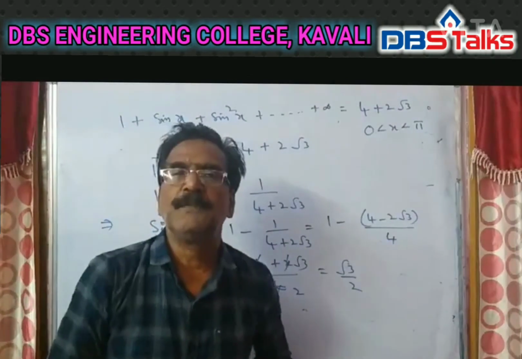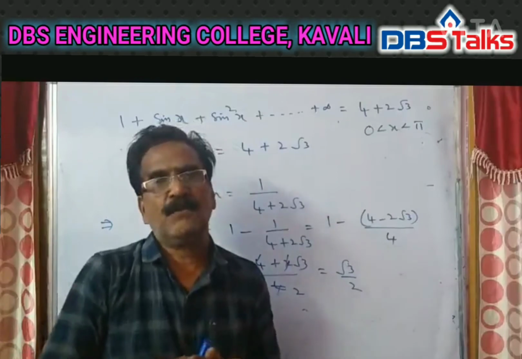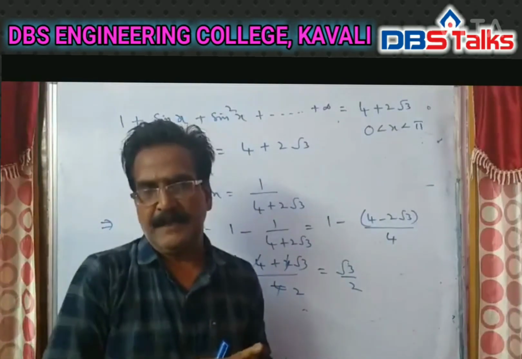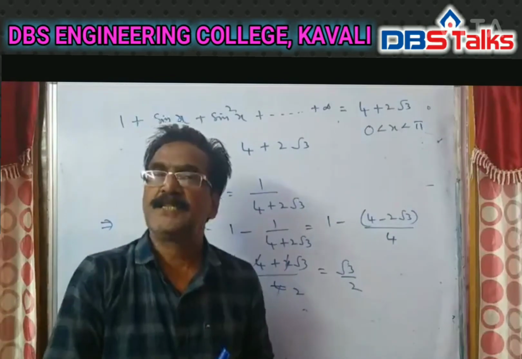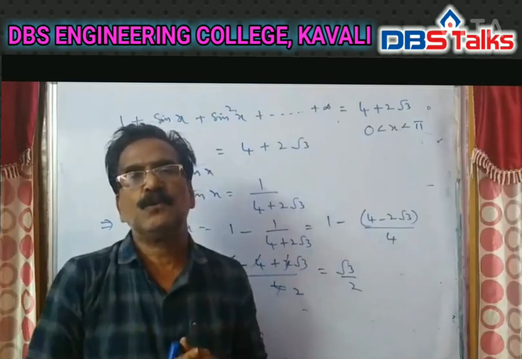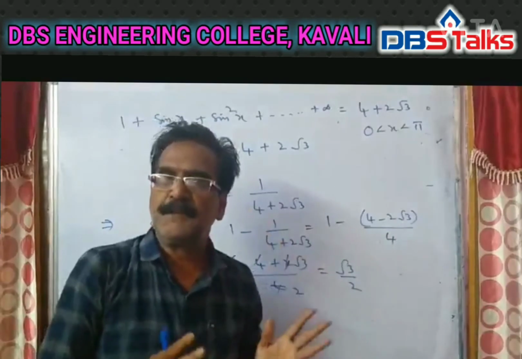Sin x is equal to root 3 by 2 means x is equal to pi by 3 is one solution. Pi minus pi by 3, that is 2 pi by 3, is another solution. These are the two solutions between 0 and pi. We want only the solutions between 0 and pi.